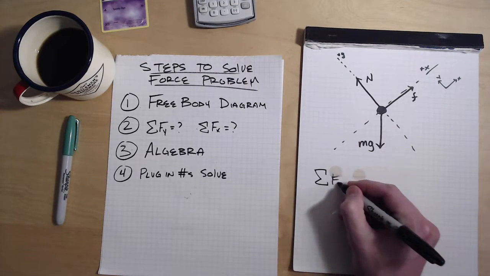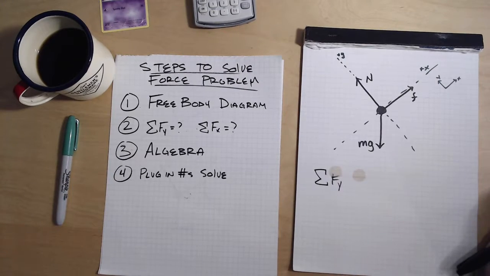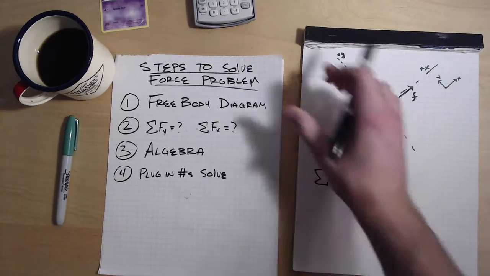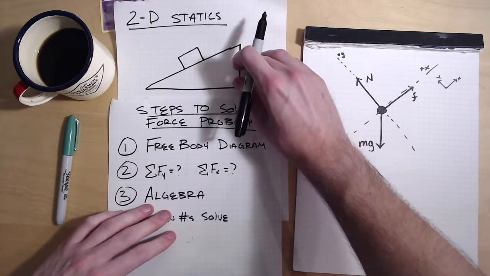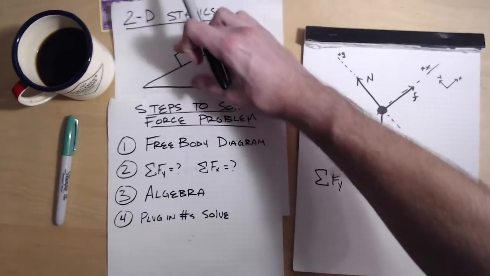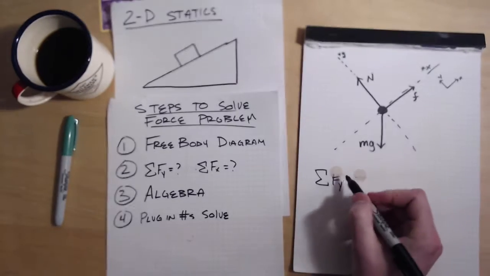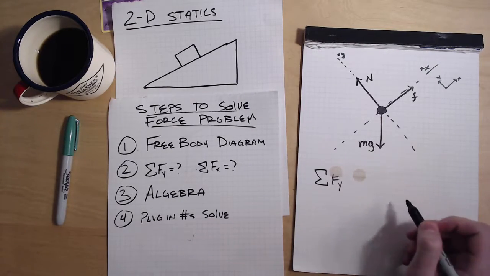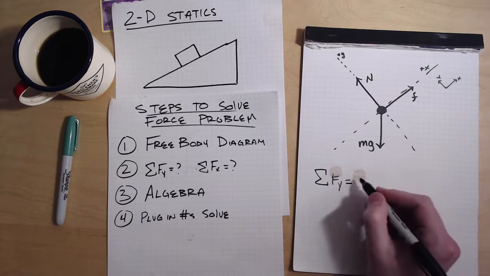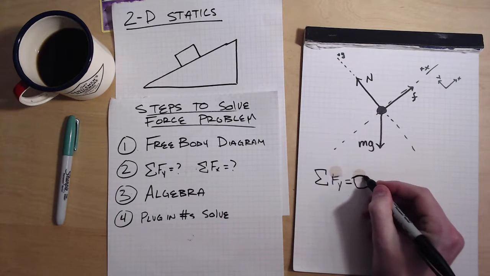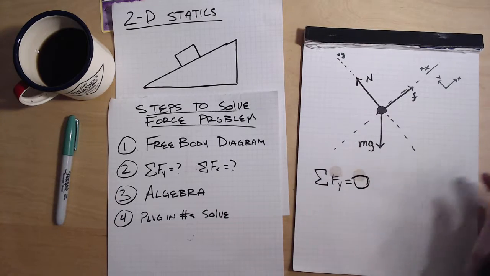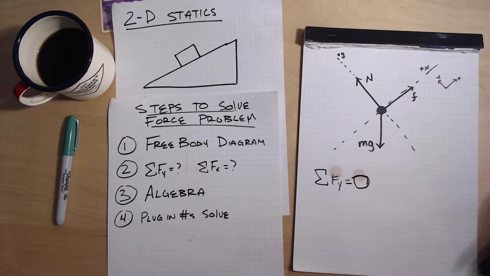Sum up the forces in the y direction. And we have to ask ourselves, okay, what is this going to equal? Well, we know that the block on the incline isn't moving up or down at all. So the summation of all of the forces in the y direction has to equal a big old 0, because it's not moving up or down in the y-axis. Okay? Looks like a child drew that 0.